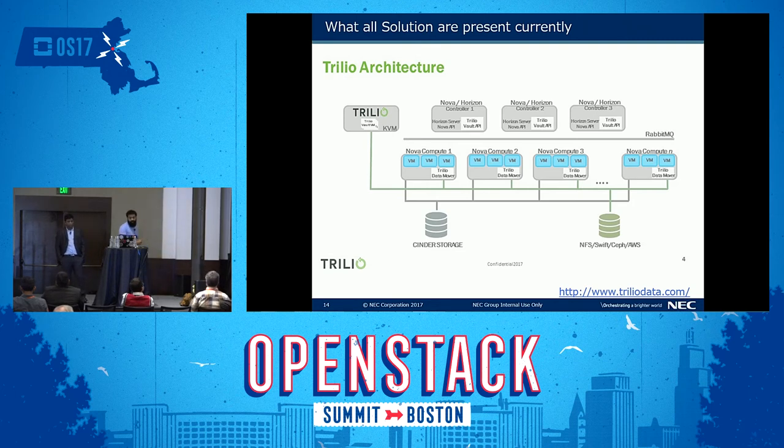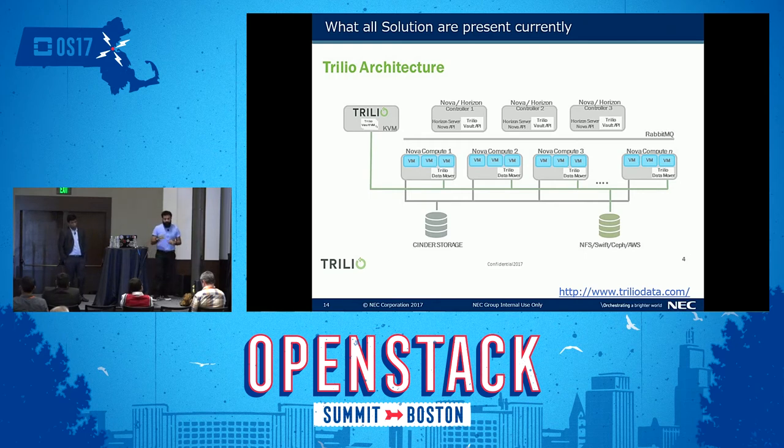So on the Trilio architecture, in Trilio Vault, on the Nova and Horizon side, we have a Trilio Vault API and a Horizon plugin. So on the same OpenStack dashboard, or whatever dashboard you have, you can have the integrated UI. And then you have Trilio Data Mover on each compute node. And you have Trilio Vault. You can install it on a VM or physical server.